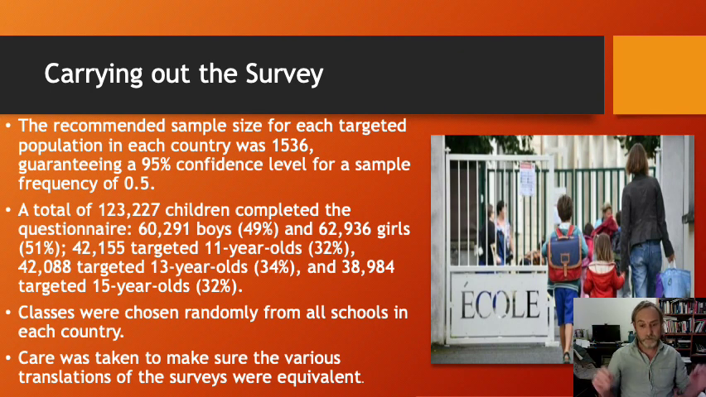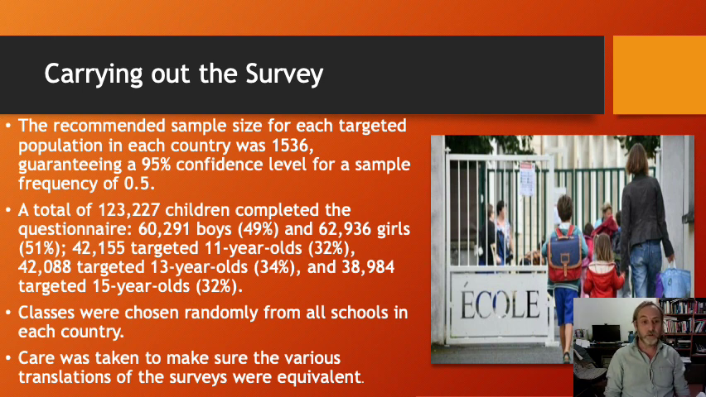There was a recommended sample size, right? Because of this cluster sampling method, there's a very specific sample size that was required. So it was 1,536 individuals sampled in each country. And given the method they were using, that would guarantee a 95% confidence level for a sample frequency of 0.5, right? If you look at our chart, that's what it should give you, right?